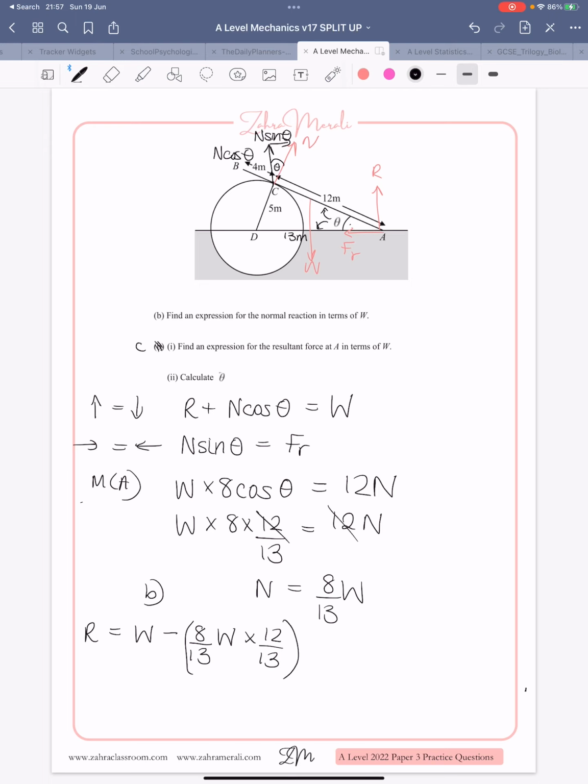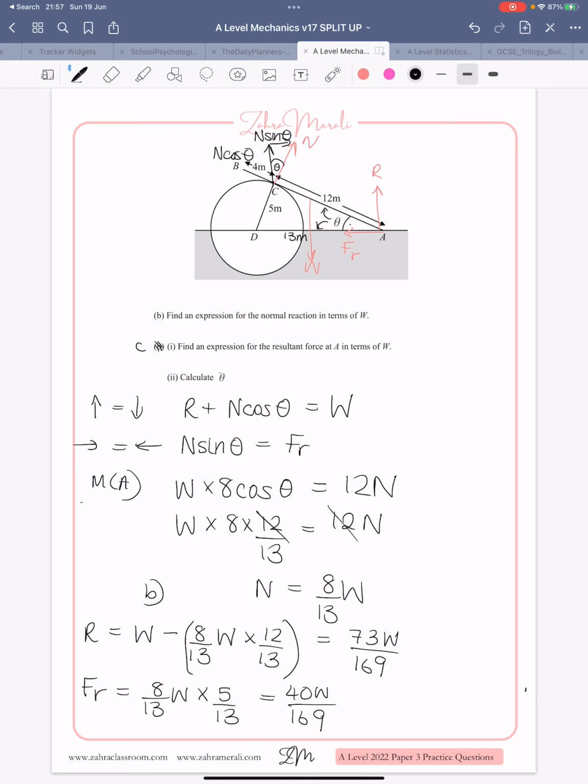So we get 1W minus 8 over 13 times 12 over 13, which gives us 73W over 169. And then we want an expression for friction, which is N, which is 8 over 13 W, times sine theta, which is 5 over 13, and that's because sine is opposite over hypotenuse. And that gives us 40W over 169. So we've now got our two values.